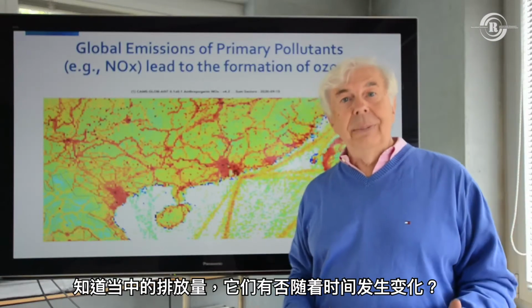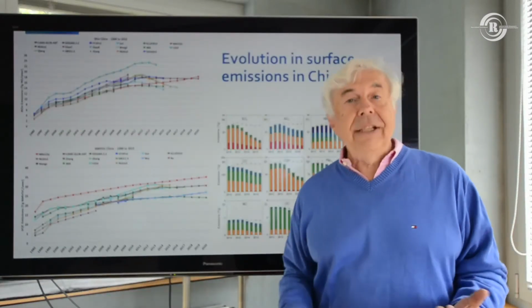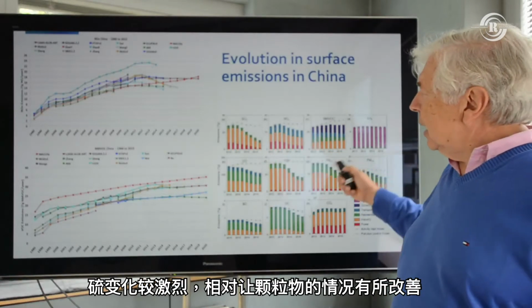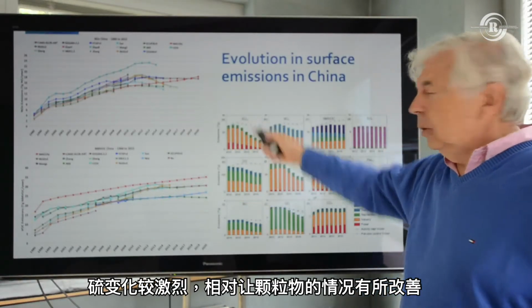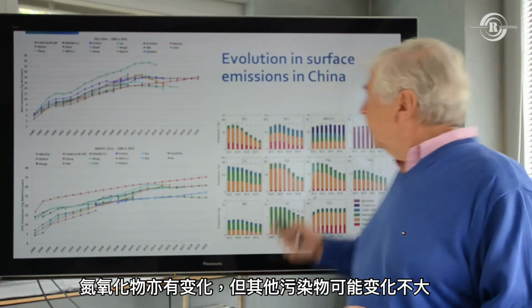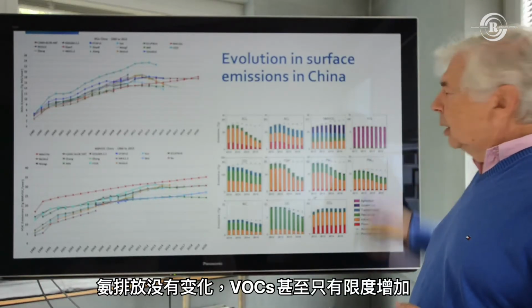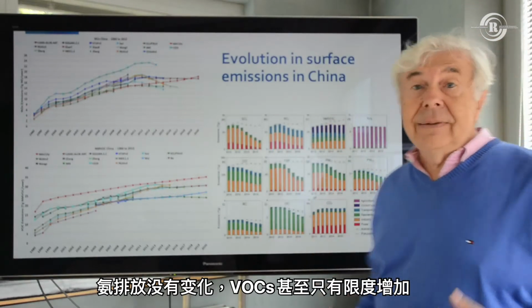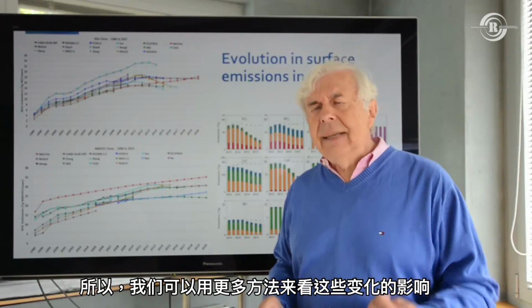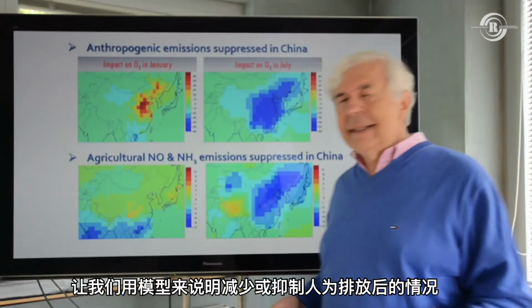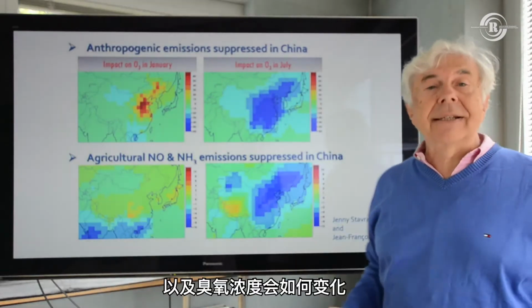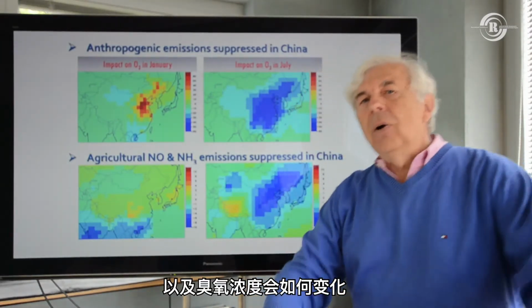Now, these emissions are known, but have they changed as a function of time? Well, an inventory exists. Tsinghua University, for example, has done an excellent job in looking at the trends in the emissions. You see here sulfur, drastic changes, which of course improve the situation for particles. NOx has changed quite a bit, but others might not have changed so much. Agricultural ammonia has not changed, for example, or the VOC has even increased a little bit. So we can use models to try to look at the impact of those changes. So let's take a model that shows basically what would happen if we were to reduce or suppress the anthropogenic emissions and how ozone would respond to that.